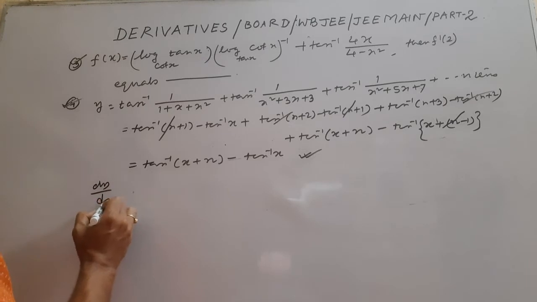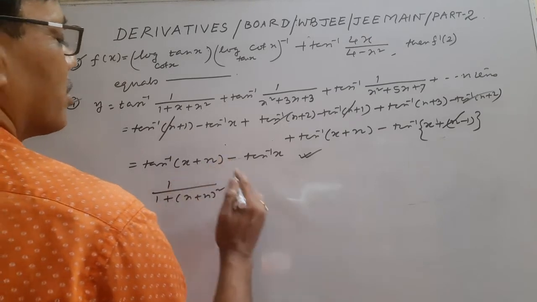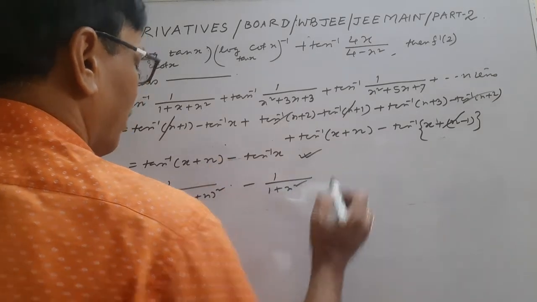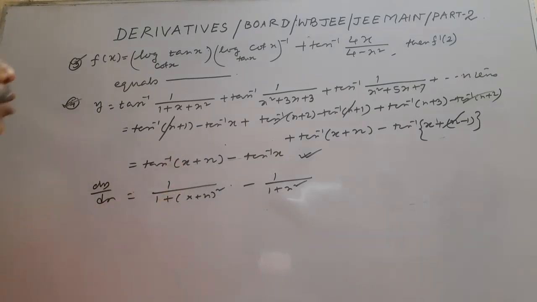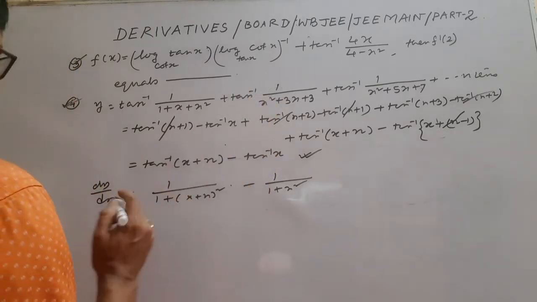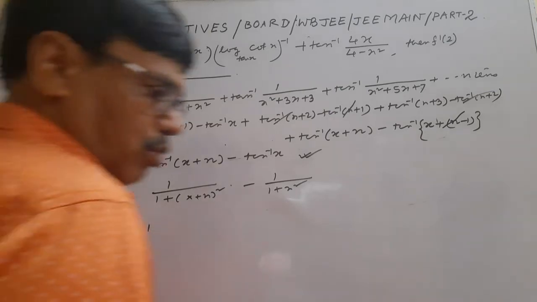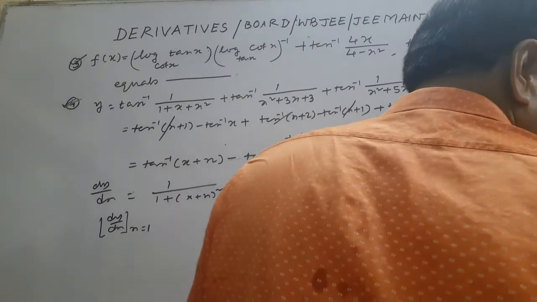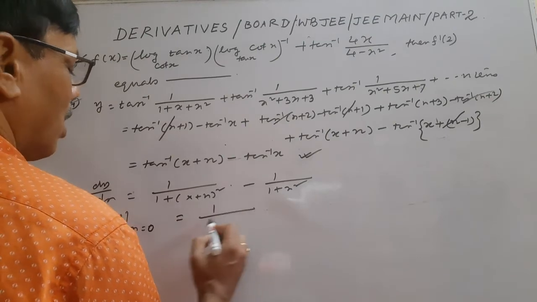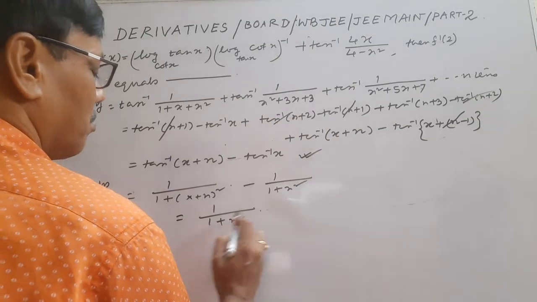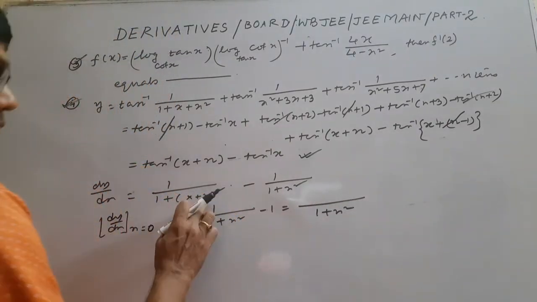So what is dy/dx? 1 by 1 plus x square, the derivative of tan inverse x, minus 1 by 1 plus x square. Now you have to find y dash at x equals to 0. So dy/dx is 1 by 1 plus (x plus 1) square minus 1 by 1 plus x square, with x replaced by 0.